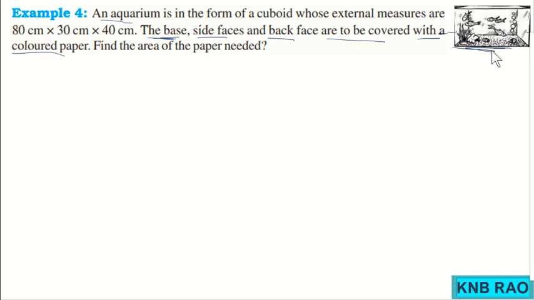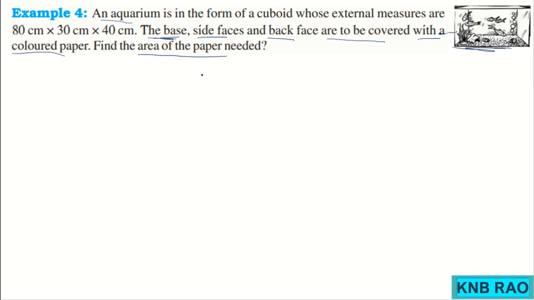Normally aquarium is a decorative item. We watch from the front face the movement of fishes and we feed food of fish from the top. So top could be covered with some lid but not completely sealed, and front face we don't want to cover with any paper, only we want the covering both the sides, back and base, that is bottom. Now if you want to cover that with colored paper, what would be the area of the paper needed is the question.